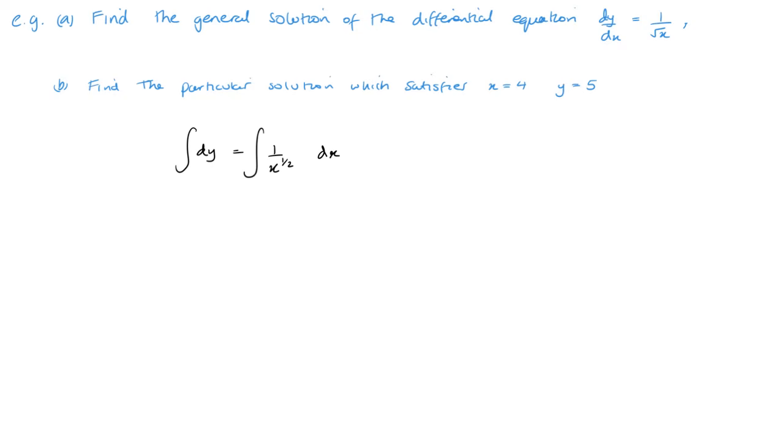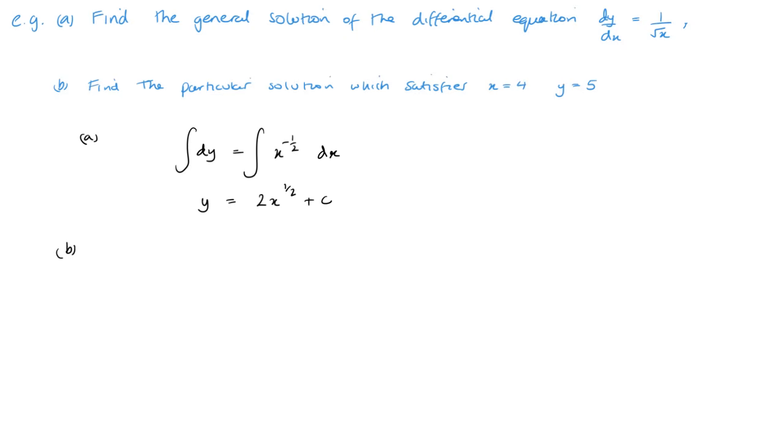So 1 over x to the power of half is x to the minus a half. Okay, so just changing that, then we get y equals, so add 1 to the power, x to the power of half, divide by a half, so that is times 2, plus c. So this is what we've got, y equals 2x to the power of half plus c. That's my general solution there.